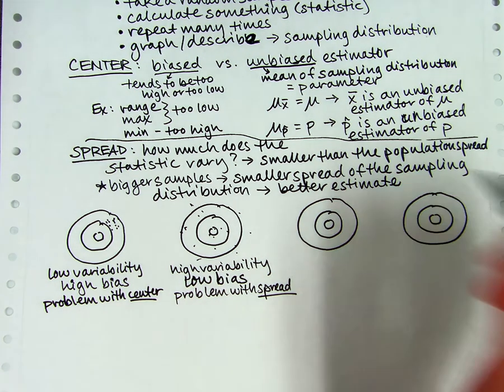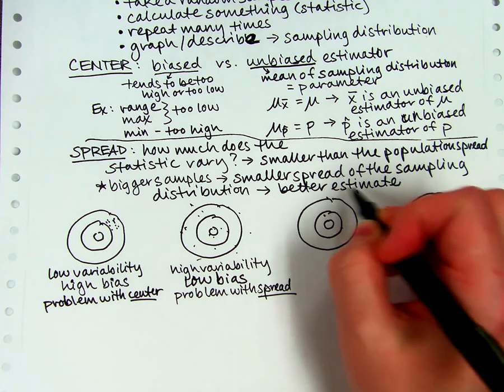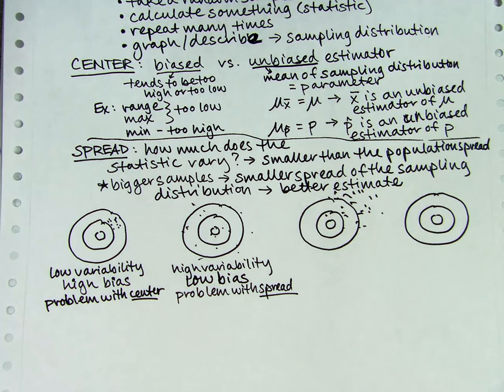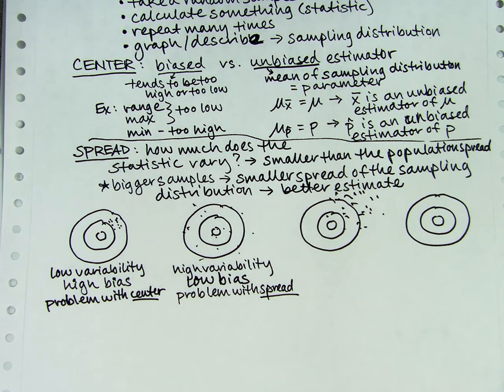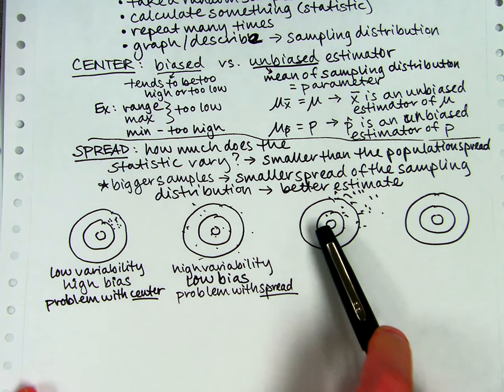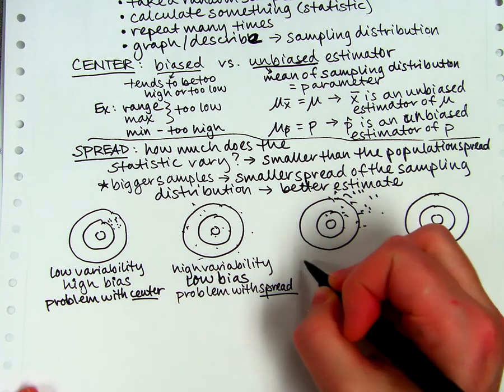So this person I'm about to draw, they're all over the place, but they're also too far up and to the right. They've got a huge spread and they're not centering near the center. So they need to both pull it down and in, and they need to work on their consistency. They have both problems.